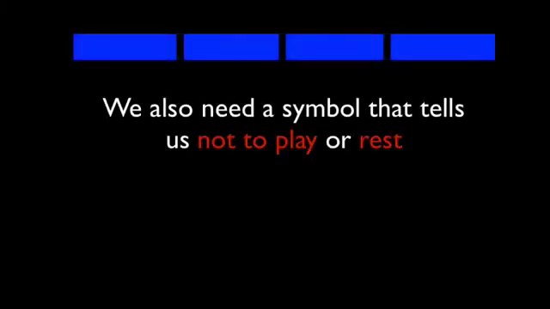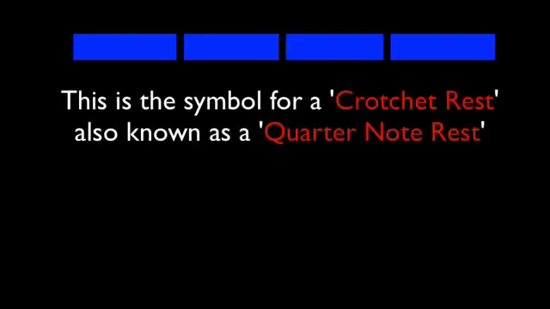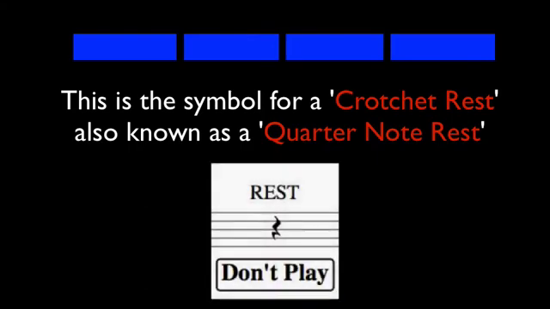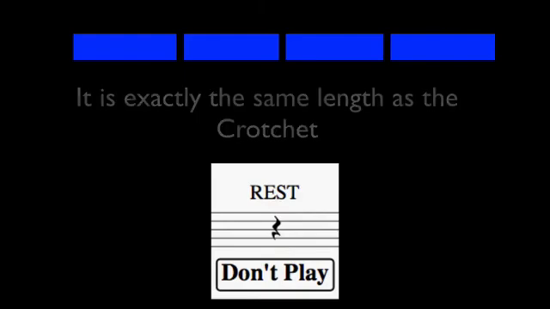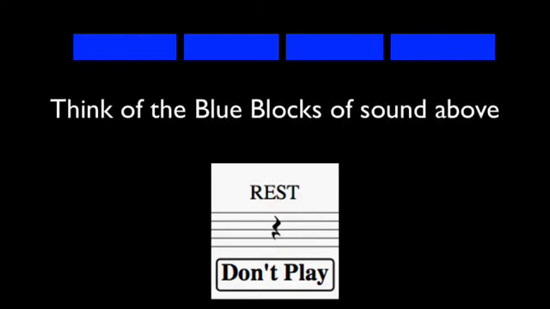We also need a symbol that tells us not to play, or rest. This is the symbol for a crotchet rest, also known as a quarter note rest. It is exactly the same length as a crotchet. Think of the blue blocks of sound above.